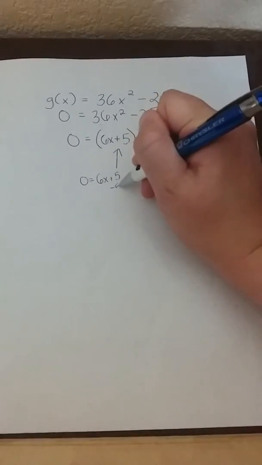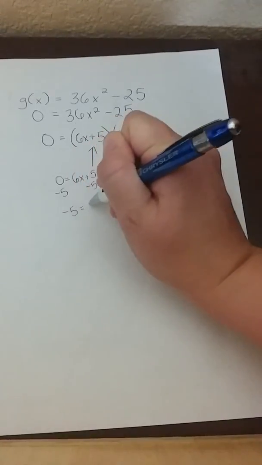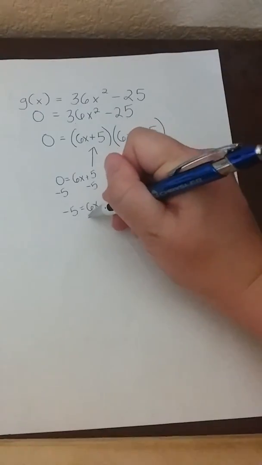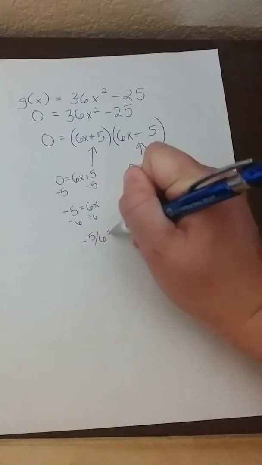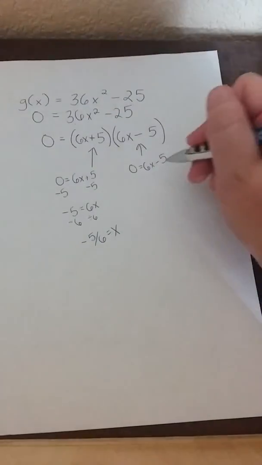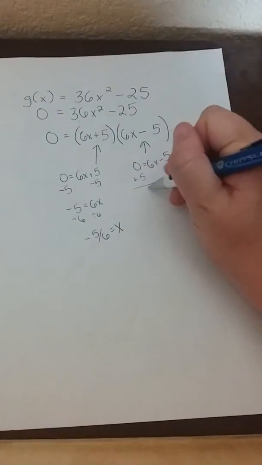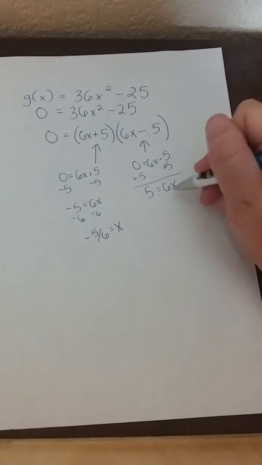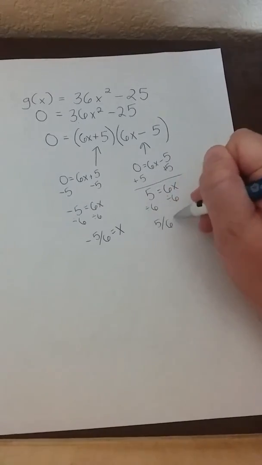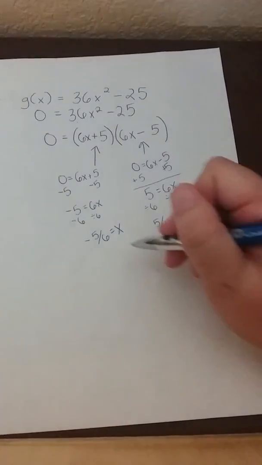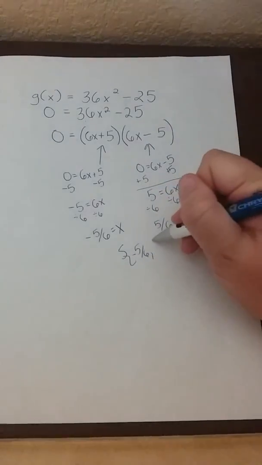I go ahead and subtract 5 over here from both sides. And I get that negative 5 equals 6x. I divide by 6. And I get negative 5/6 is one of my zeros. For the other one, I'm going to add 5. And we get that 5 equals 6x. Again, I'm going to divide by 6. And I'm going to get that 5/6 equals x. So my two zeros here are going to be at negative 5/6 and positive 5/6.